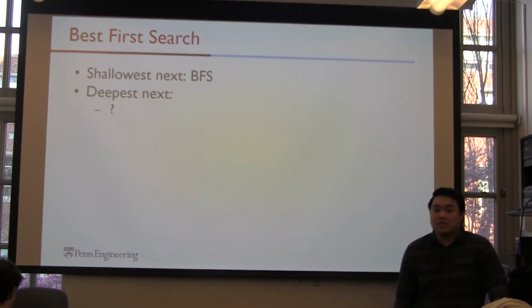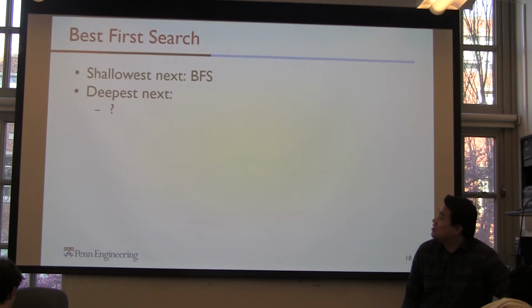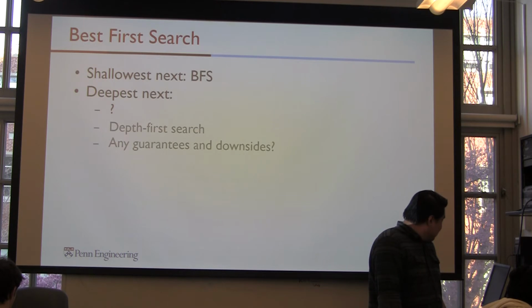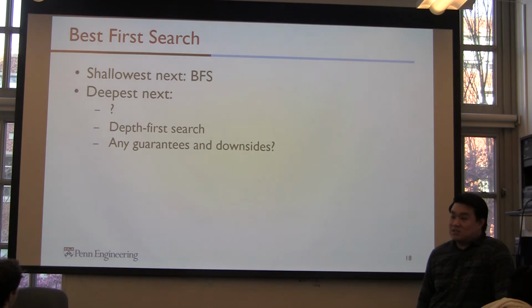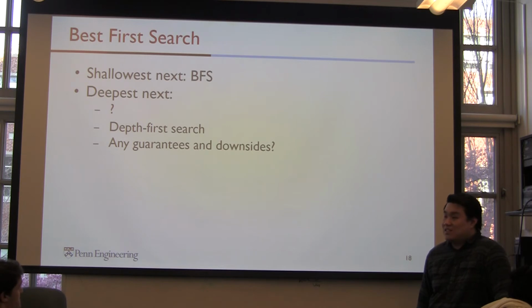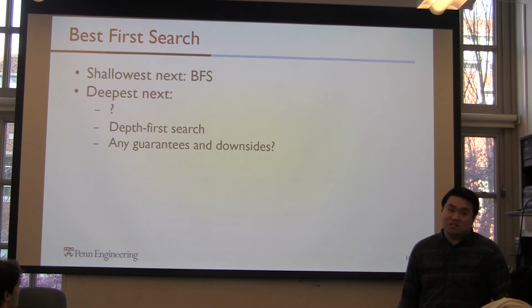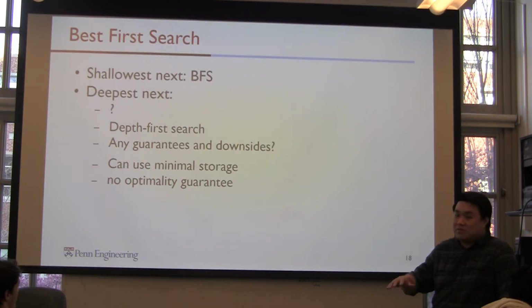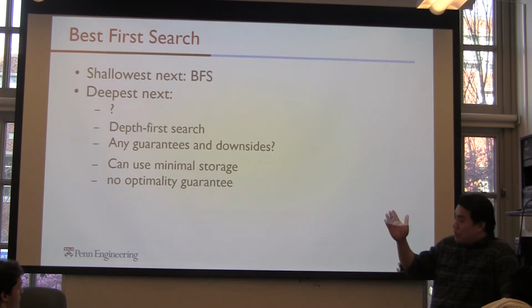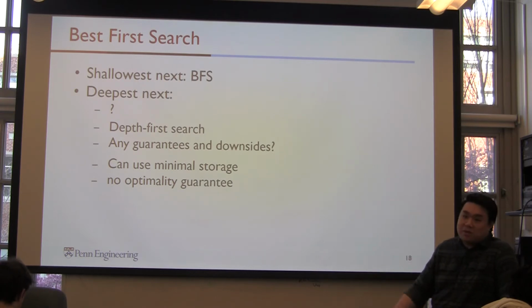What about deepest next? Yeah, so depth first search. And same, any guarantees and downsides? Same thing. Is it the same thing? It's longer to search. Does it guarantee shortest path? Right, so you have the flip side here where if your goal is deep, you can get to that point fast, meaning that you're storing a lot fewer nodes, but there's no optimality guarantee.